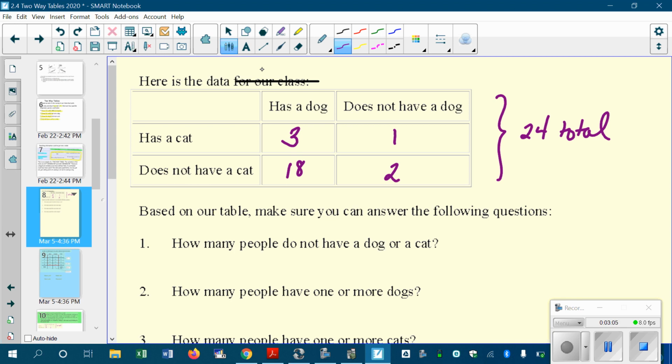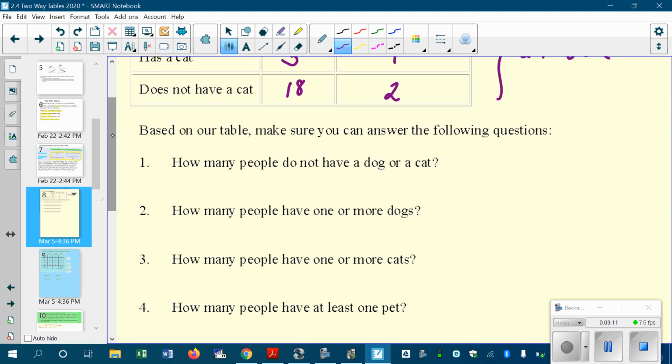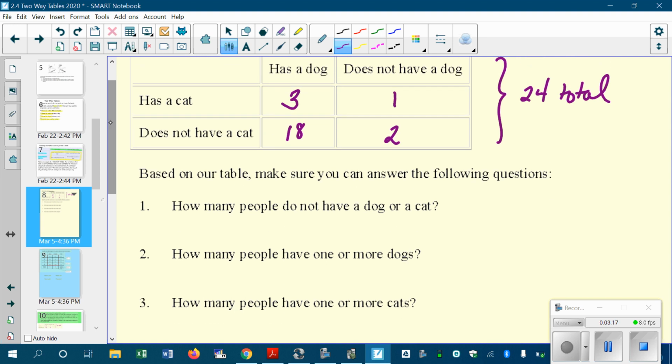So based on our table, right here, I'd like you to pause the video and answer these questions. This is just me making sure that you understand how to read this table. Okay, so go ahead and pause the video and answer the 4 questions that you have in your notes.